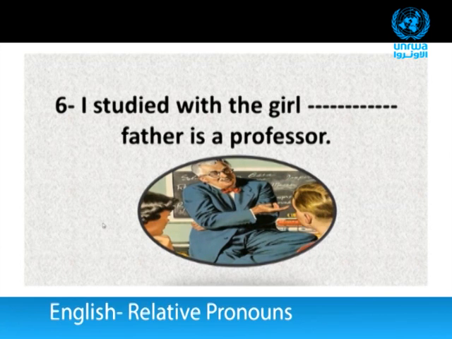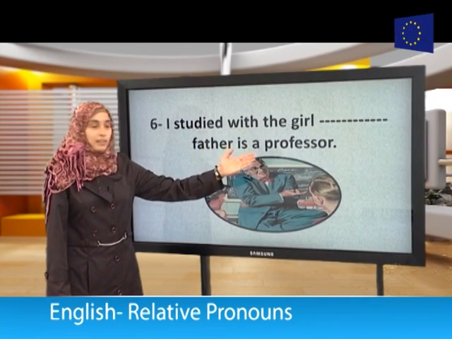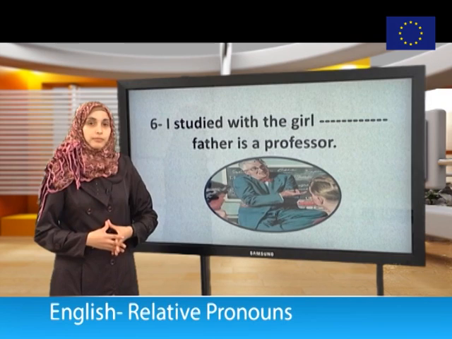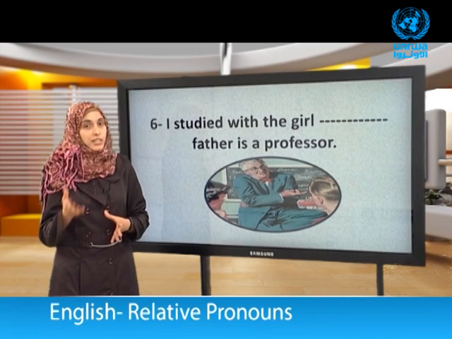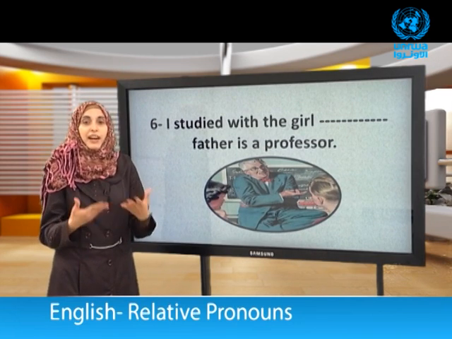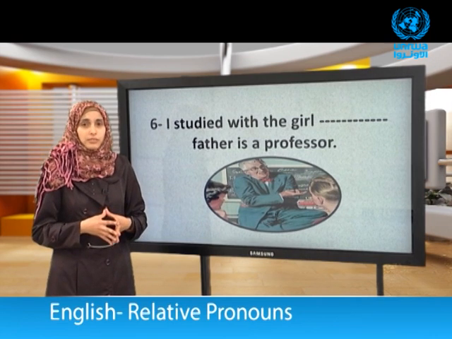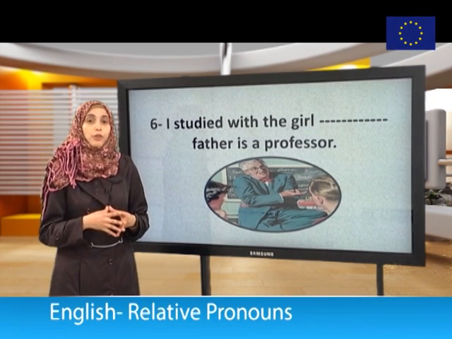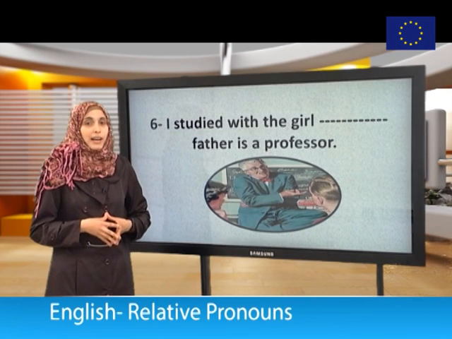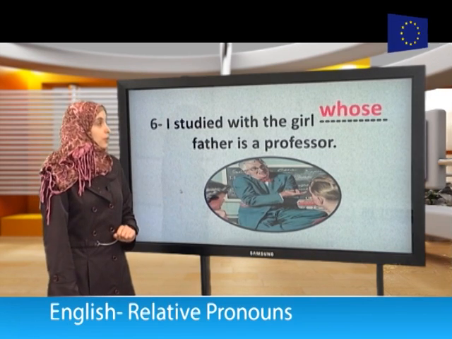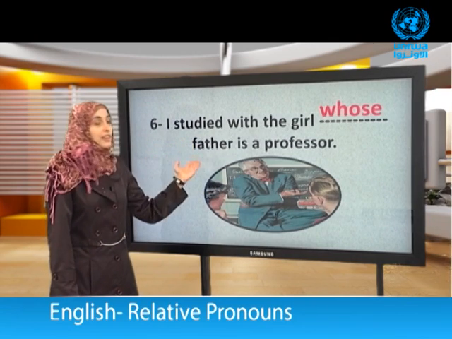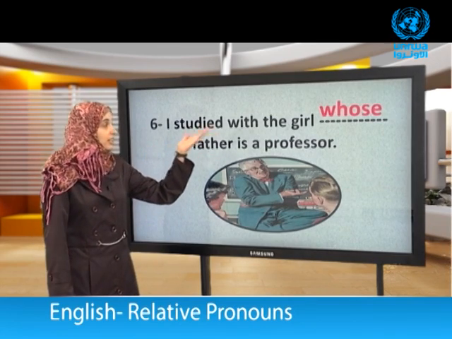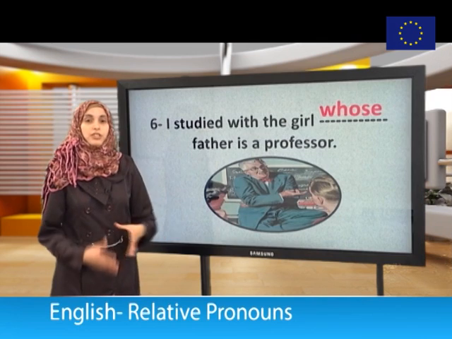I studied with the girl. Father is a professor. Now, what is the relation between the professor and the girl? The professor is the girl's father, her father. So it's position. Now, as we said before, for position, what is the best relative pronoun? Great. It's whose. So the sentence, I studied with the girl whose father is a professor.